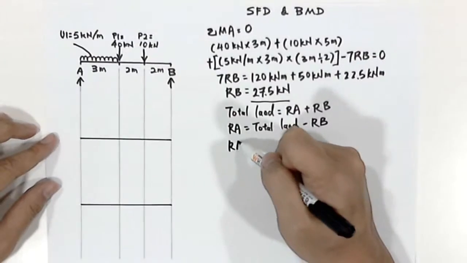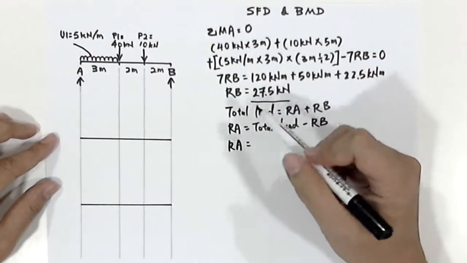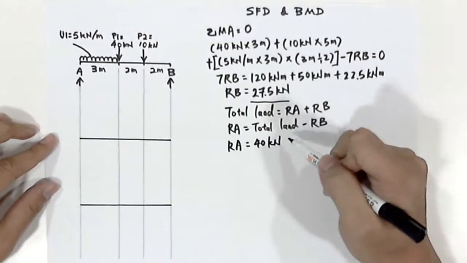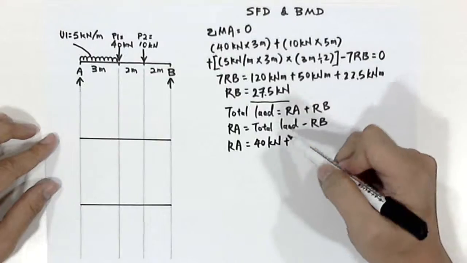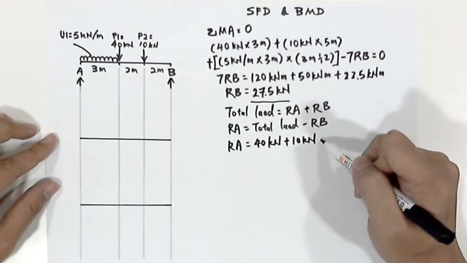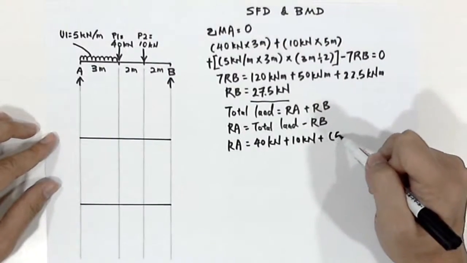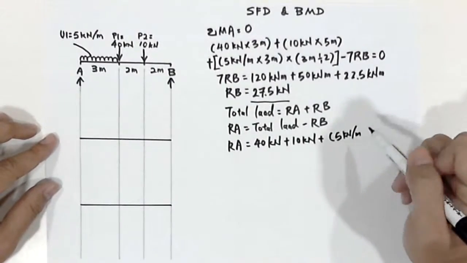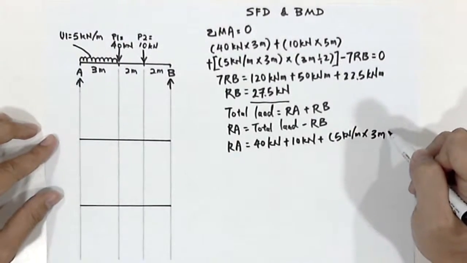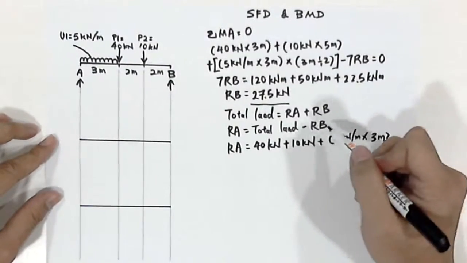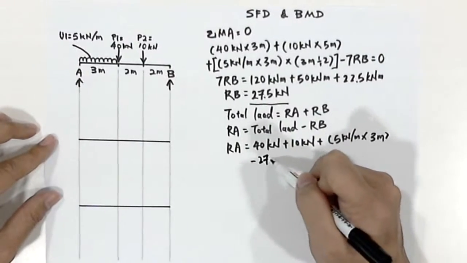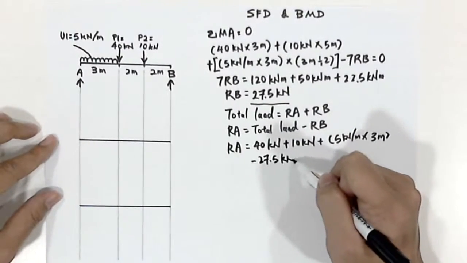Therefore we have RA equals the first load 40 kilonewton plus 10 kilonewton, plus 5 kilonewton per meter times 3 meter, and then we have to minus RB, which is 27.5 kilonewton.